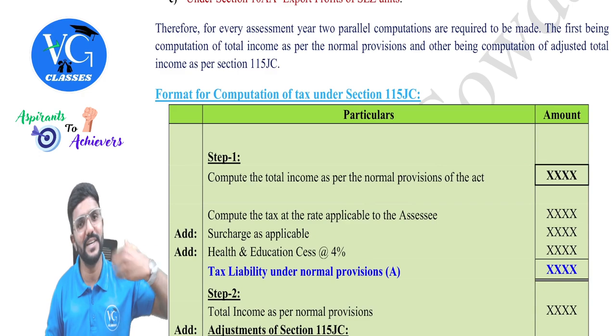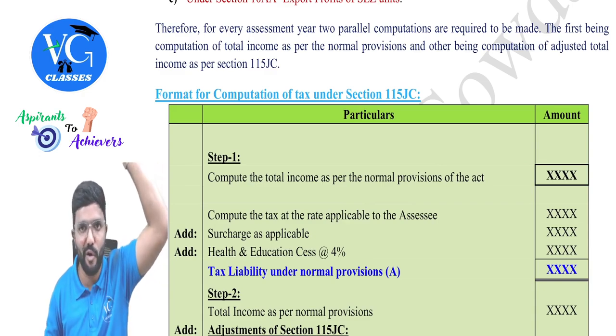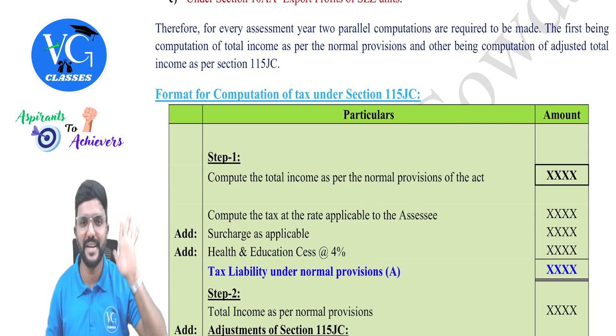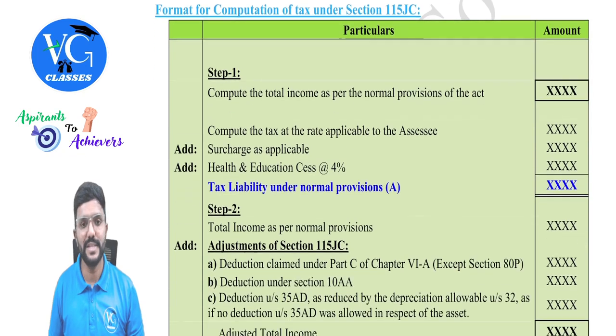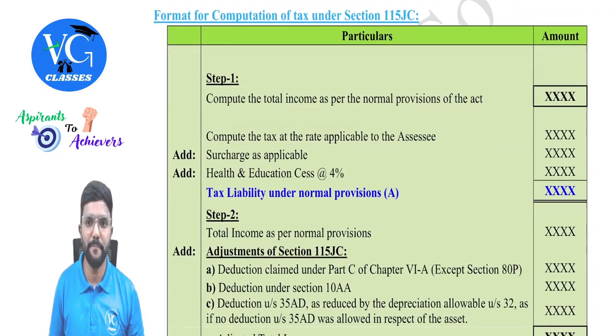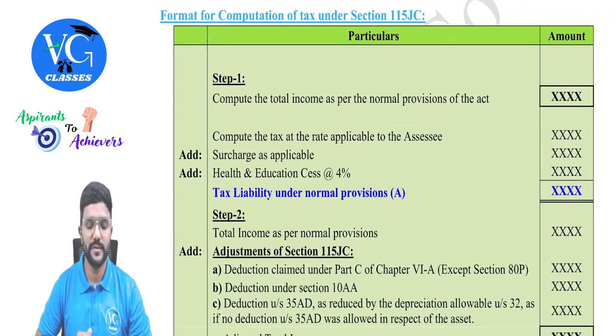One calculation is as per the normal provisions, whatever you already learned, that is the total income and tax liability. The other one is as per AMT, which we are learning now. So how is the calculation? I have given the format here. You need to stick to this format, guys.